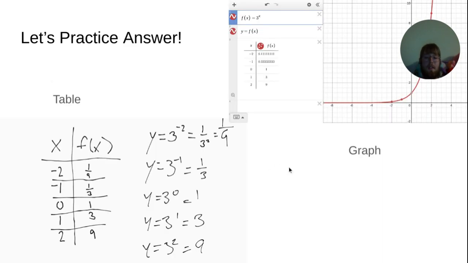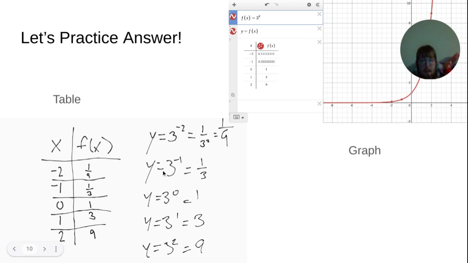So let's take a look at this. So for our table, we get -2 for our x. This we get 1/9. Why is this? So if we put this into our equation, we have y equals 3 to the power of -2, which flips, so it's 1/3 squared, which gives us 1/9.